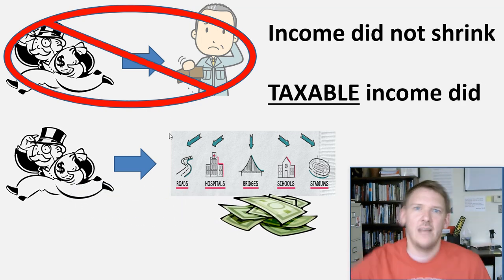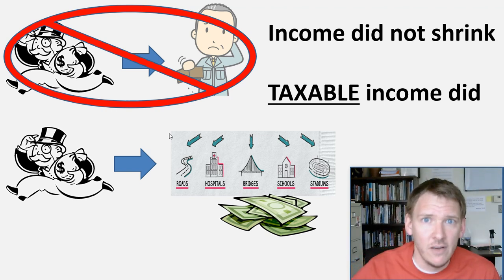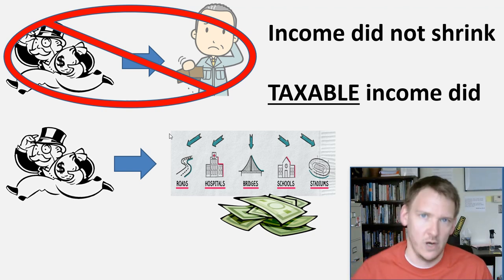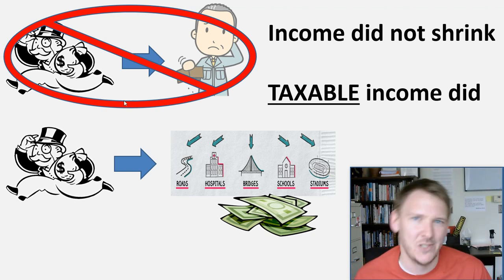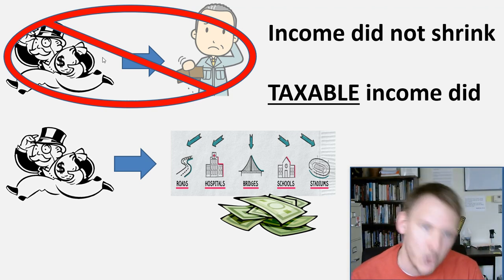The money didn't shrink. They didn't make poor investments. They didn't lose all their money. Maybe some of them did, but most of them were just hiding it. It's their taxable income that shrunk. And your taxable income shrinks when you're able to hide money. And the reason you hide money is because taxes are too high.